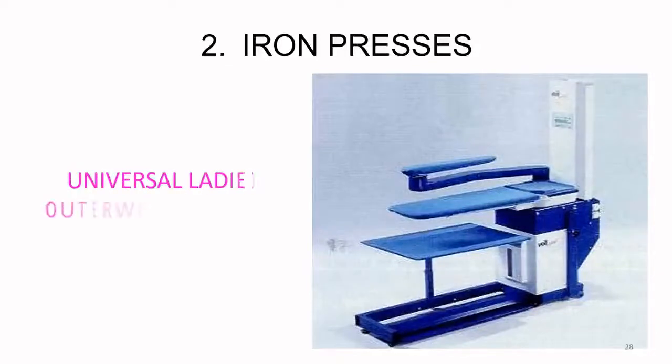And for the garment manufacturing houses or the garment export houses, which are predominantly doing ladies wear, outerwear, the most workable iron system is this universal ladies outerwear pressing system. Now this takes care of long dresses, short dresses, skirts, blouses, etcetera. You can do, let's say, the trousers, you can do the skirts, you can do the dresses. All of them can be very easily done using this particular iron pressing system.